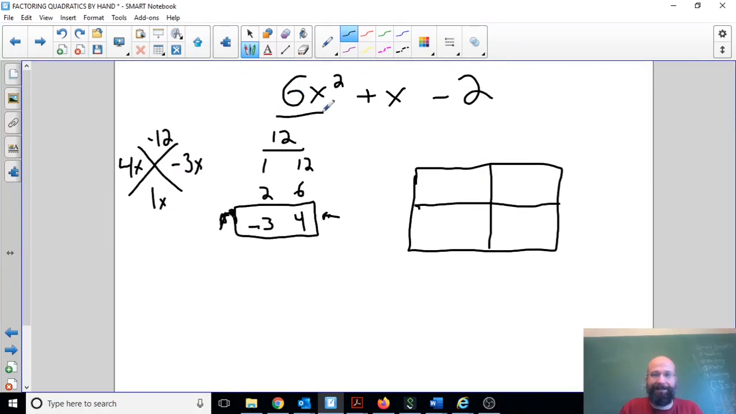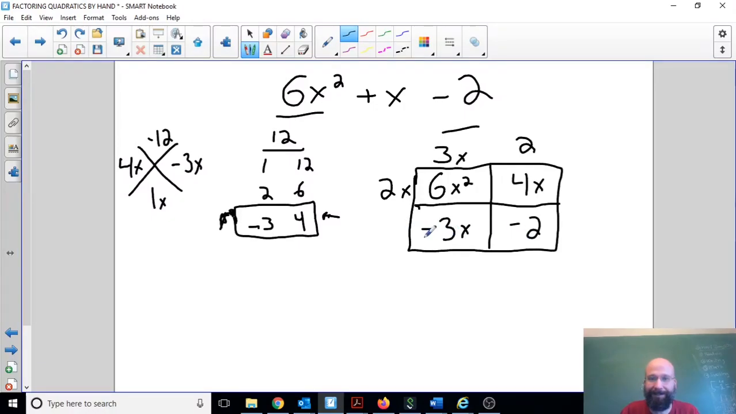So now, I gotta write the box. This has to go here, always, and this has to go here, always. And now I'm going to put 4x and negative 3x. So when I factor this out, going this way, of 6x squared and negative 3x, it's going to be a positive 3x. And when I factor this way, 4 and negative 2, it's going to be a positive 2. Now this is 6x squared and 4x, it's going to be 2x.